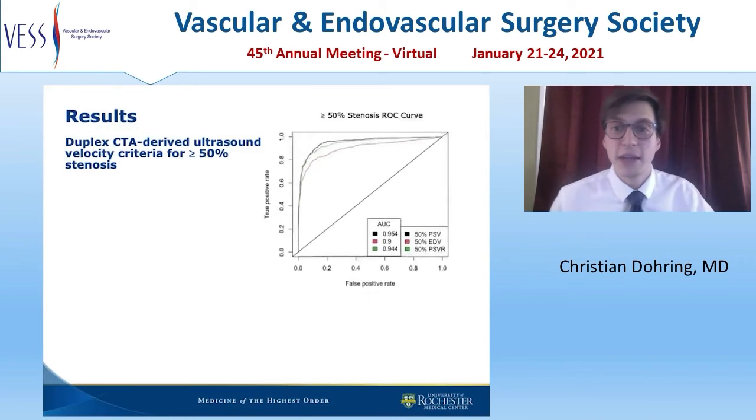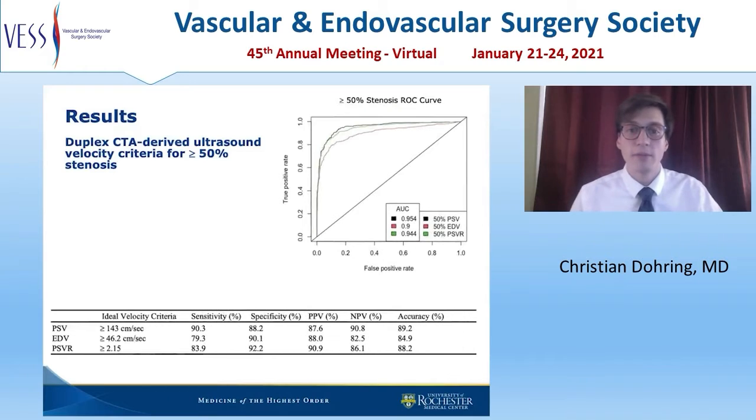Accuracy and sensitivity were greatest for PSV as well. The ideal velocity criteria determined was 143, 46.2, and 2.15 for PSV, EDV, and PSVR respectively.